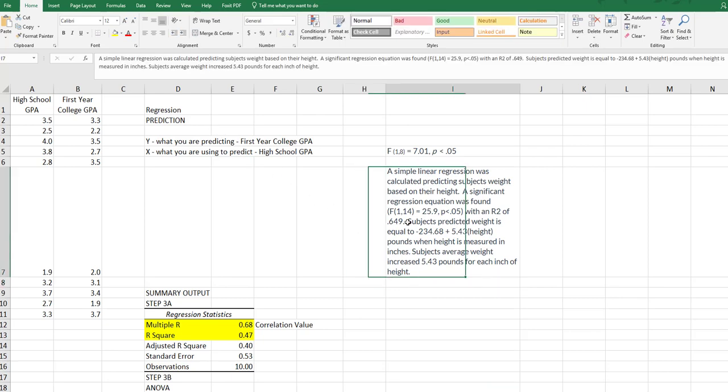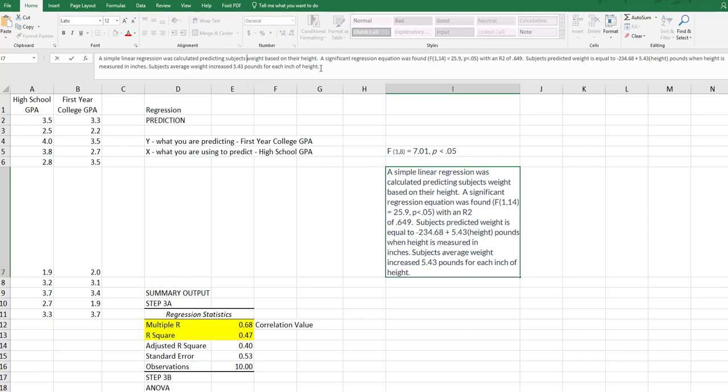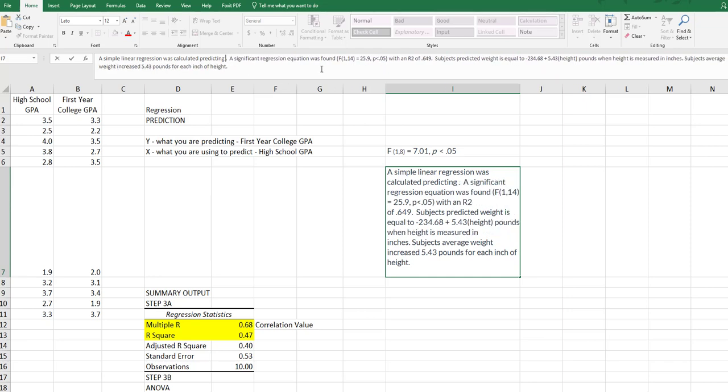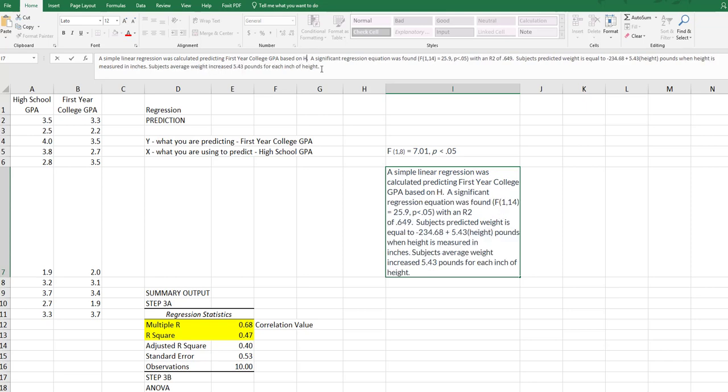Okay. Now there's quite a bit happening here, so I'm going to go really slow through this, okay? So we said a simple linear regression was calculated predicting subjects' weight based on their height. So I'm going to change that to what variables we included. Predicting, what did I predict? First year college GPA based on high school GPA, okay? So that's the first sentence.